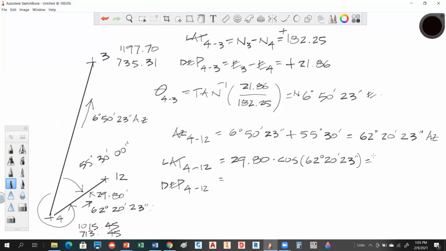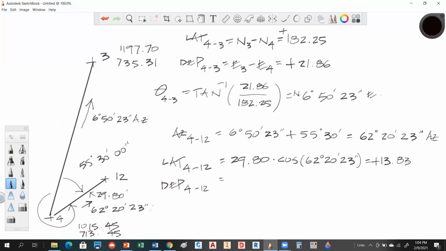Okay, so I have cosine 62, 20, 23 times 2980 gives me a plus 1380, 83 it looks like. Everybody agree with that?